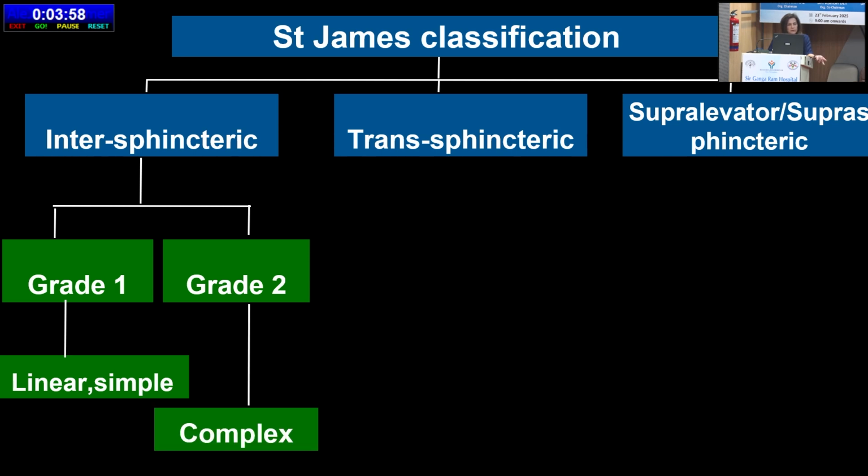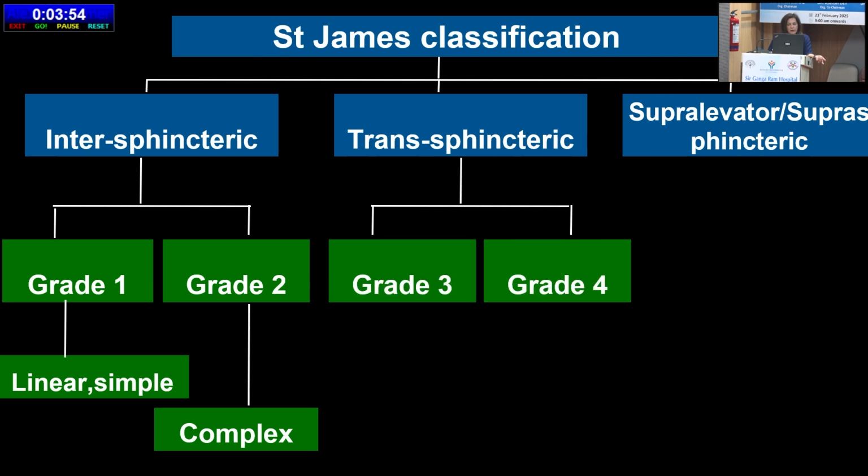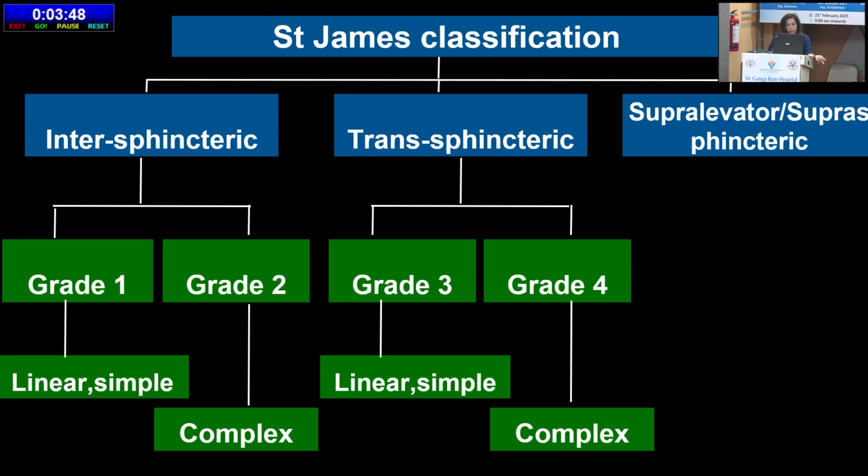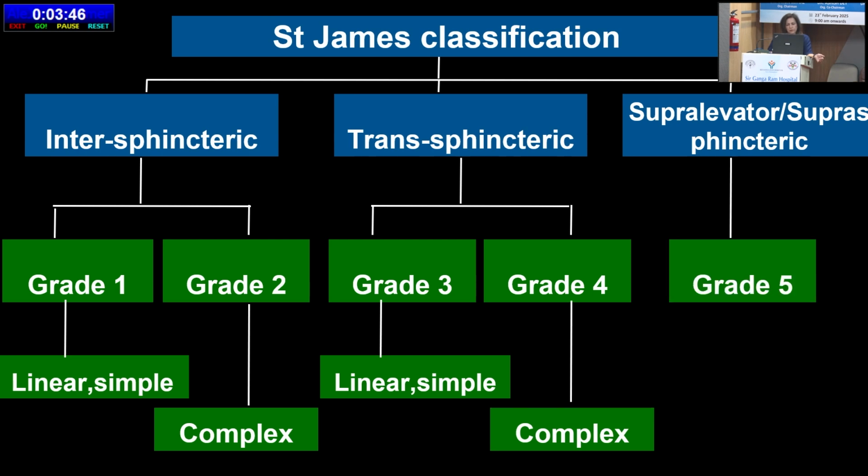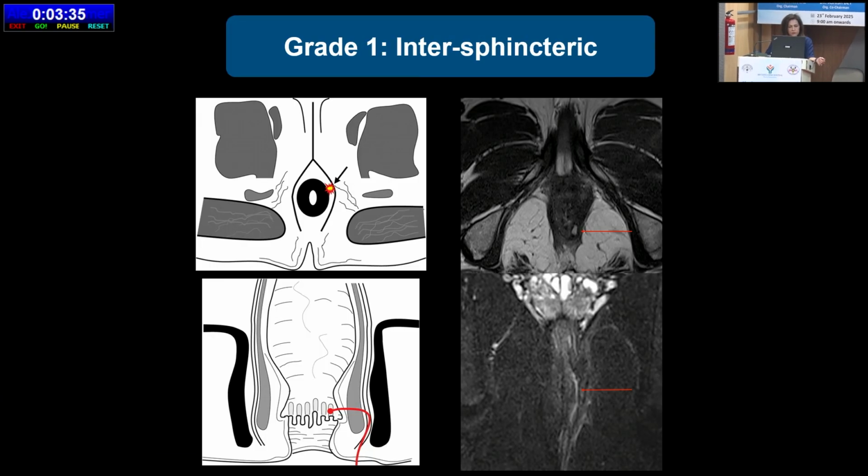That means there's an associated ramification or abscess. Similarly, transsphincteric is 3 and 4. If it's simple, it's going to be 3. If it's going to have any complexity, it will be 4. And 5 is a supralevator and suprasphincteric. So all our reports, a radiology report, will have this grading system and not the Parks classification. So let's see how we look at each of them.